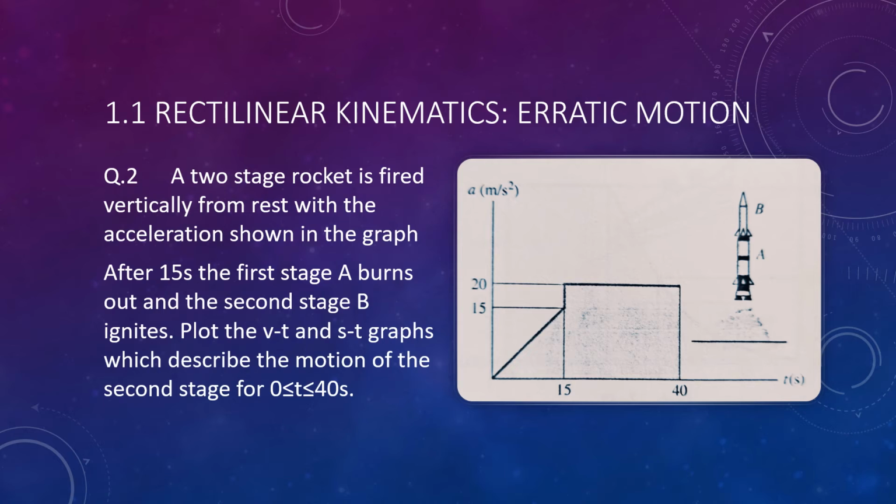A two-stage rocket is fired vertically from rest with the acceleration shown in the graph. After 15 seconds, the first stage A burns out and the second stage B ignites. Plot the v-t and s-t graphs which describe the motion of the second stage for t from 0 to 40 seconds. The acceleration diagram a-t of the rocket is presented in the picture.